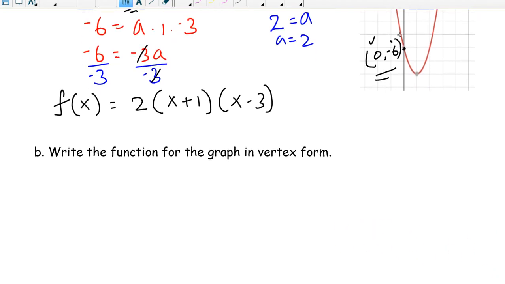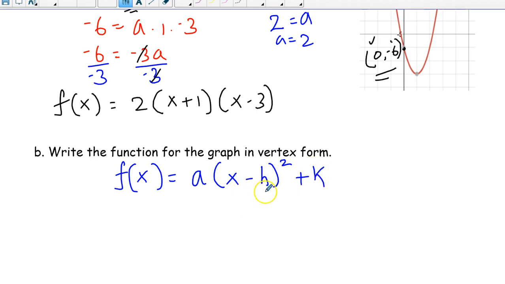Now going to the vertex form, the same thing we have to write in the vertex form. What is the formula for the vertex form of a quadratic function? f of x is equal to a times (x minus h) whole squared plus k, where this (h, k) is the vertex. That vertex is here, this point, right?